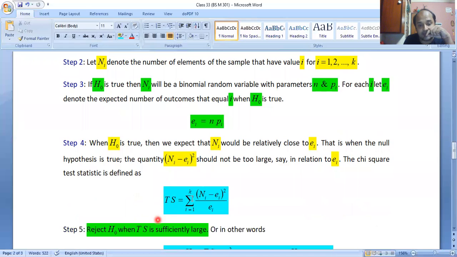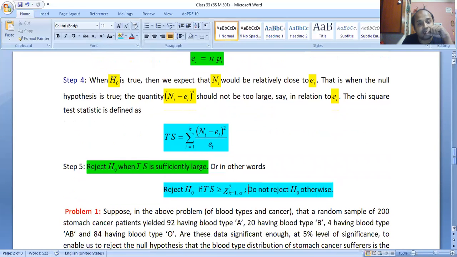So we write it as capital TS is equal to summation i goes from 1 to k, and each of these ratios corresponding to the subsamples is calculated and added together. So we have written summation, and under the summation sign, we have written Ni minus Ei whole square by Ei. You can say it as N1 minus E1 whole square by E1 plus N2 minus E2 whole square by E2 plus dot dot dot and so on. And what is the criteria for drawing the conclusion? The criteria for drawing the conclusion would be H naught is rejected when this test statistic is sufficiently large.